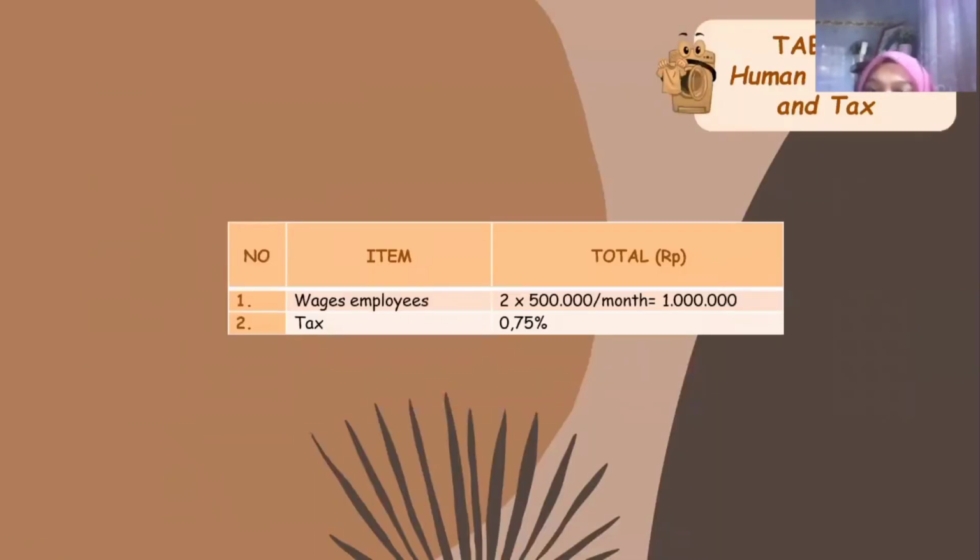And we get the table B about human resource and tax. We have wage employees. The total is 1 million. And for the tax, we have 0.75%.